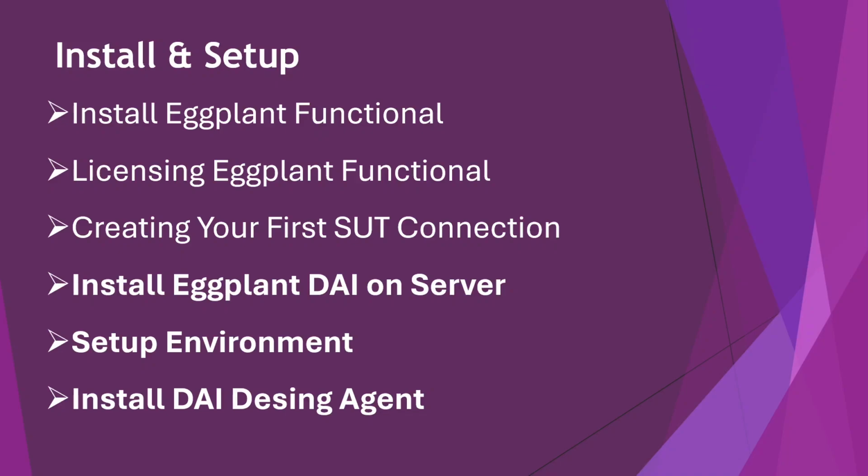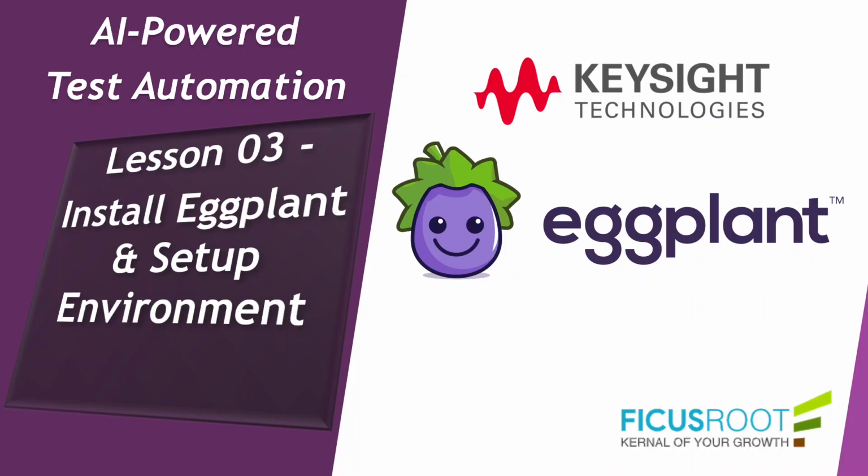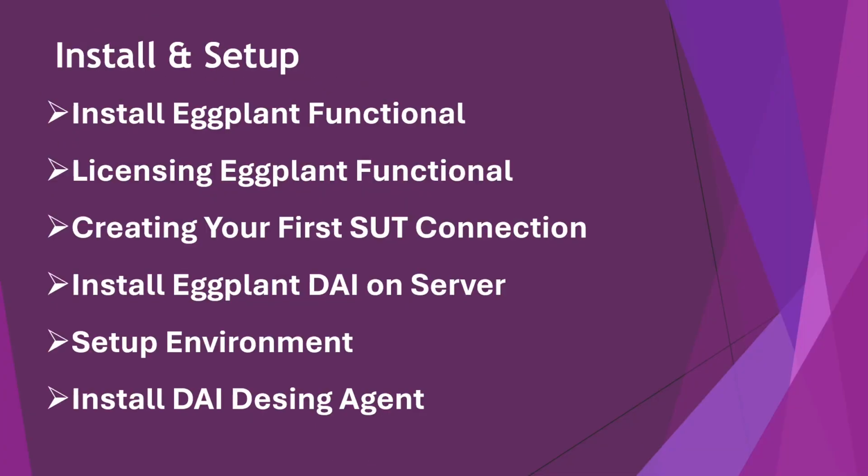by using Eggplant functional and by using Eggplant DAI. Hope you all understand how can we install Eggplant functional on the testers machine, how can we configure the license for Eggplant functional, and then how can you create your first system under test connection by using Eggplant functional, and how can you install Eggplant DAI on the server machine, and then how can you set up the environment, and how can you install the DAI design agent in the testers machine by using the Eggplant DAI web URL.